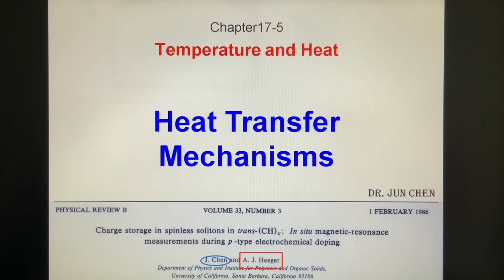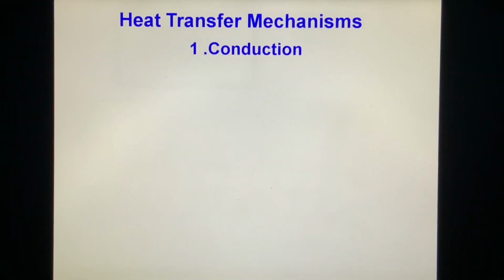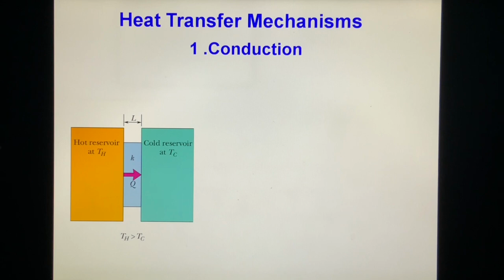Heat transfer mechanisms. First, conduction, which involves two reservoirs: a hot reservoir at temperature TH and a cold reservoir at temperature TC. Between them, we have a slab of a material. This K depends on the material. The thickness is L, the cross-sectional area is A. TH is greater than TC.